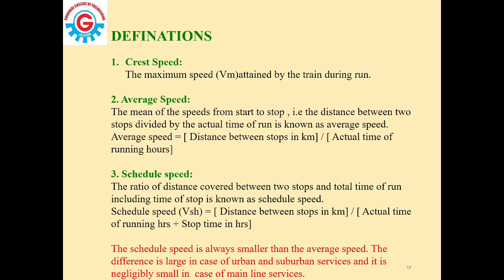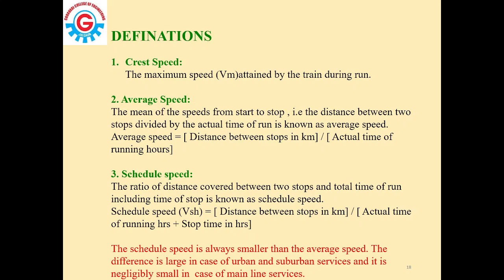Then some definitions come depending on the speed time curve. First is cruise speed. What is cruise speed? It is denoted by Vm. The maximum speed attained by the vehicle during the run is the cruise speed. Second definition is average speed. What is average speed? The mean of the speed from start to stop, that is the distance between two stops divided by the actual time of run, is known as average speed. Average speed is the distance between two stops in kilometers divided by the actual time of running in hours.